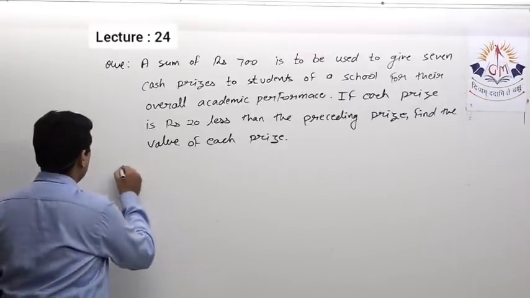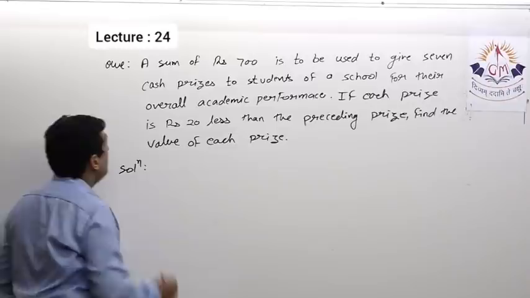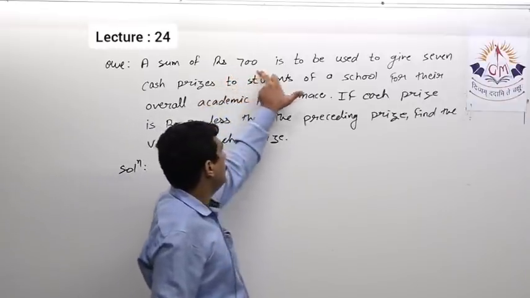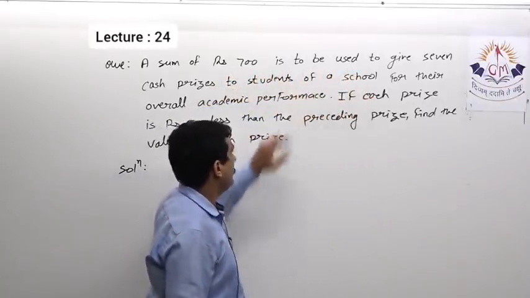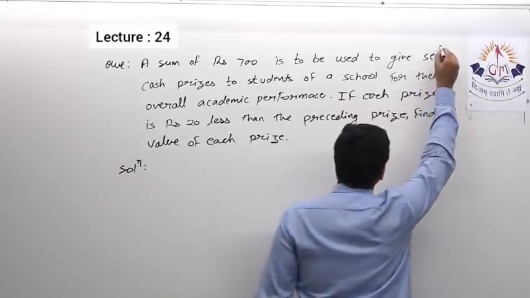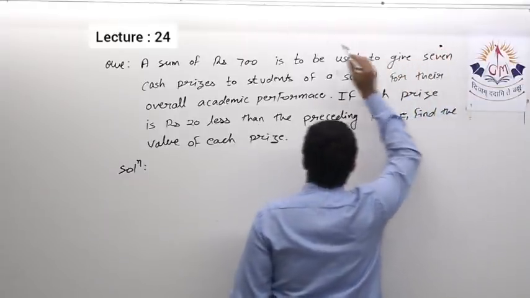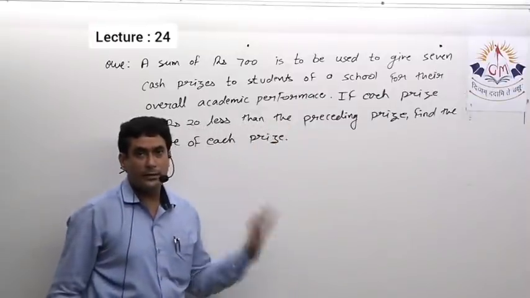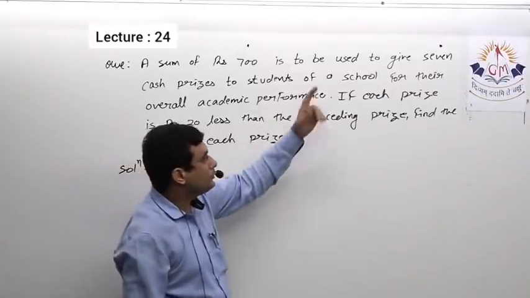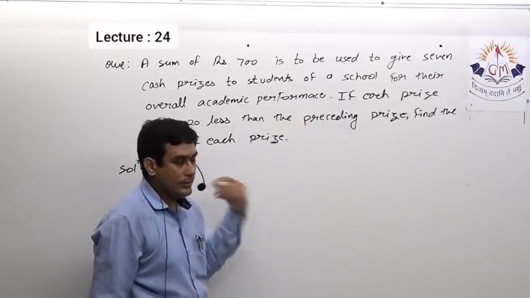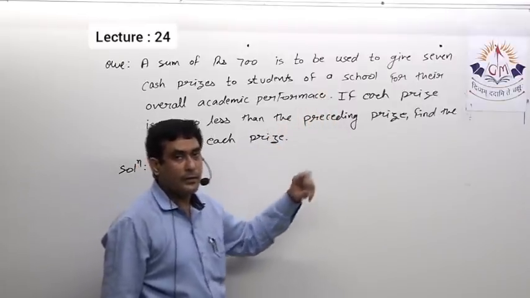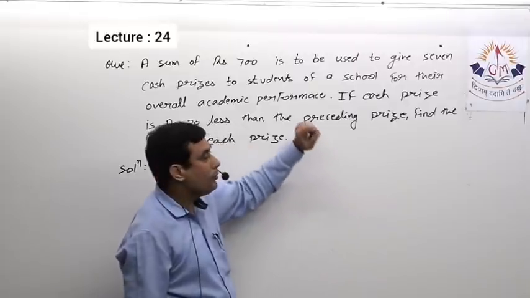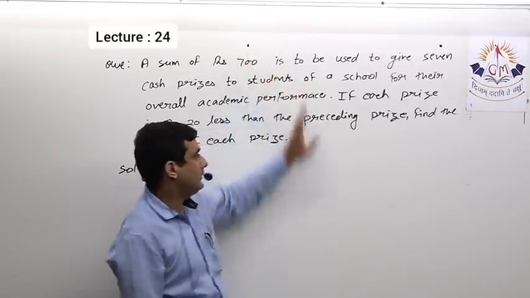Okay, now see, a sum of rupees 700 is to be used to give 7 prizes. So the number of terms we can say is 7, and the total sum is 700. That means there are 7 prizes whose sum should be 700. In terms of AP, there are 7 terms and the sum of those 7 terms is 700.